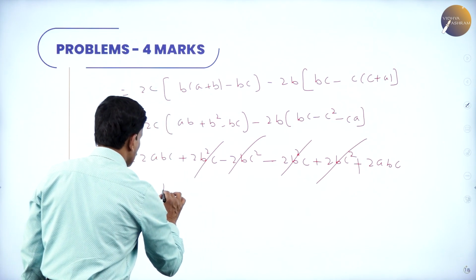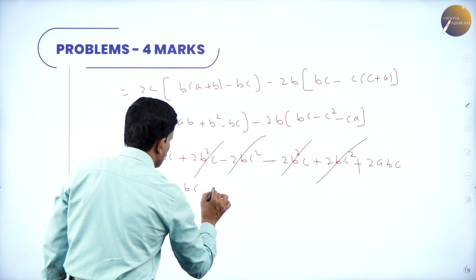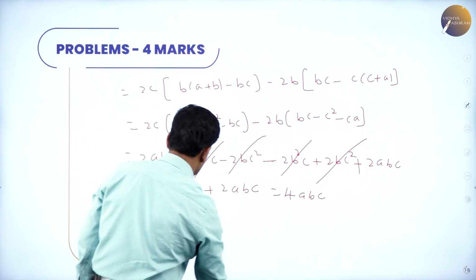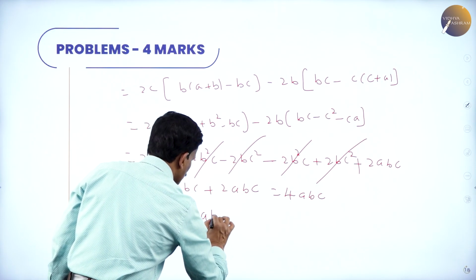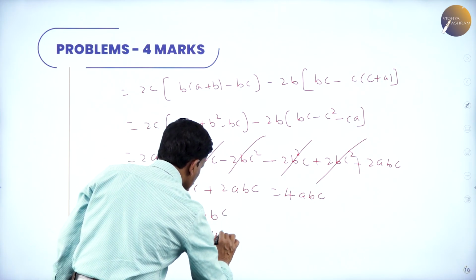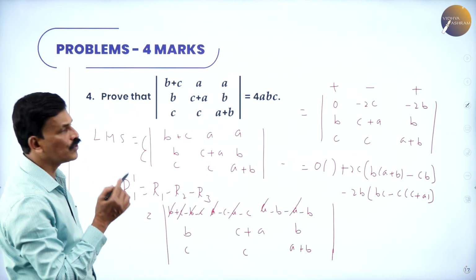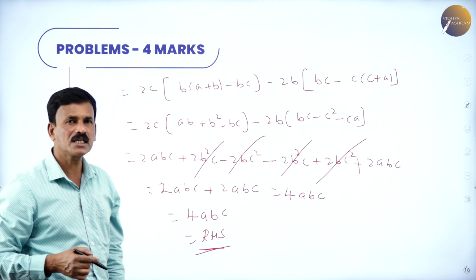What is left over? 2ABC plus 2ABC. This is equal to 4 times ABC. So therefore, the required answer is 4ABC. That's RHS. That is the required answer. See, what is the answer? 4ABC. That is the required answer.